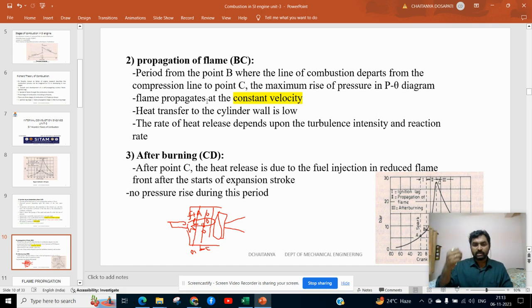So what will be the remaining stage? That will be after burning at point C. You can see at point C the heat released due to fuel injection is reducing the flame front. So that will be the point at which the flame front will be reduced and it is totally converted into smoke. Okay, so that is where the expansion stroke will start. The expansion stroke is nothing but a power stroke.